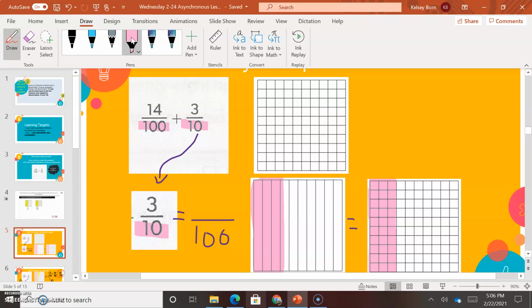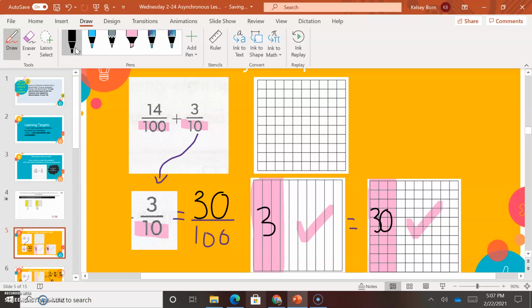So these 2 pictures really show the same amount of space being taken up. Just one of them's broken into 10 pieces, which is this one, and one of them's broken into 100 pieces. So if 3 tenths is shown in our first model, count how many small squares are colored in on the second model of 100 pieces. All right, you should have noticed that there are 3 pieces shaded here, but there are 30 pieces shaded here. So what that means is that 3 tenths is the same as 30 hundredths.